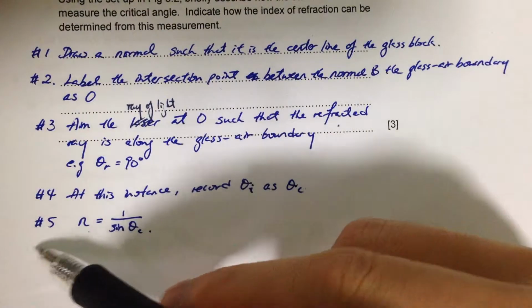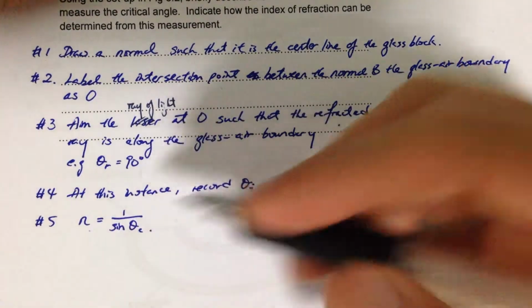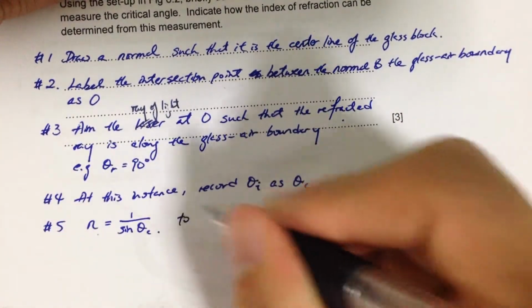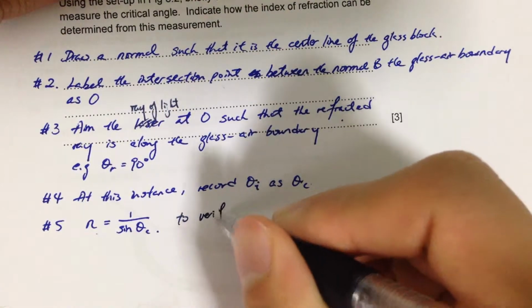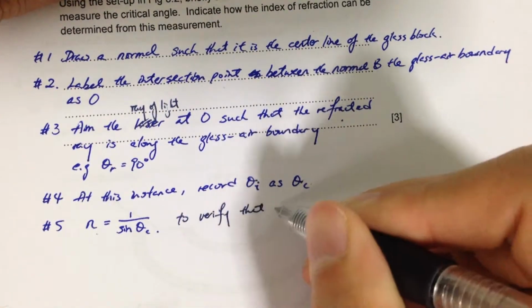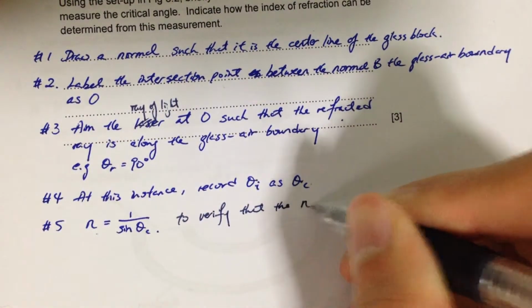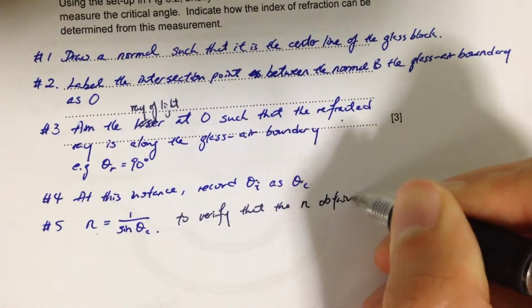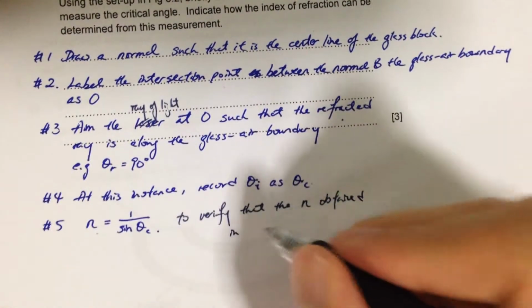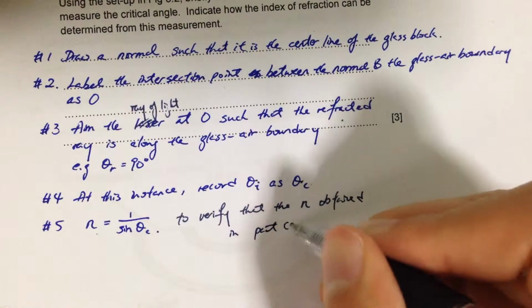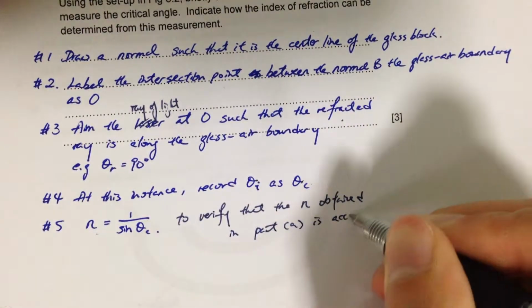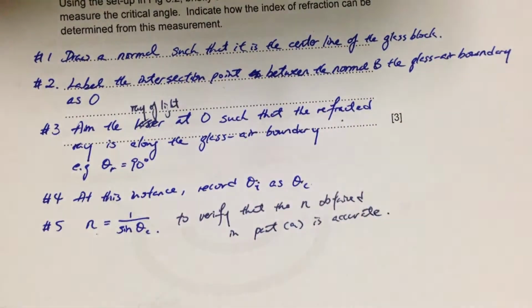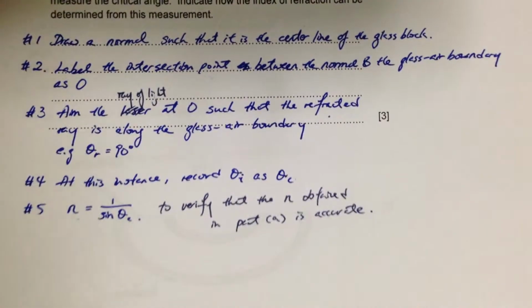So you should have another, the sixth step. Or maybe you just write down this is to verify that the n obtained in part A is accurate. Okay, and you get full marks.